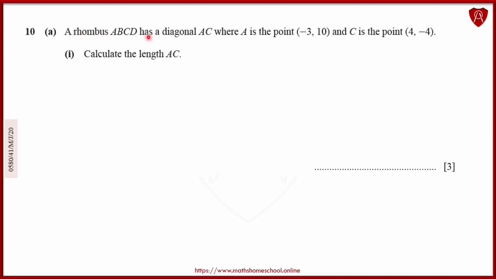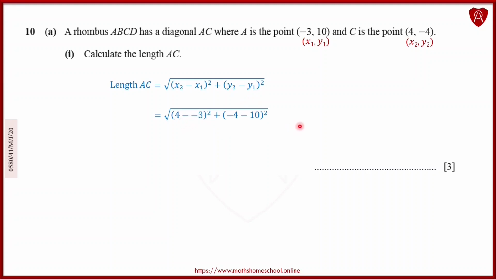A rhombus ABCD has a diagonal AC where A is the point -3, 10 and C is the point 4, -4. Calculate the length AC. For ease of reference, let's call this point x1, y1 and the other point x2, y2. To find the length of any line segment AC between 2 points, we use Pythagoras' theorem in this form. x2 minus x1, the difference in the x values squared, plus the difference in the y values squared, y2 minus y1. Let's plug in our numbers and use our calculator.